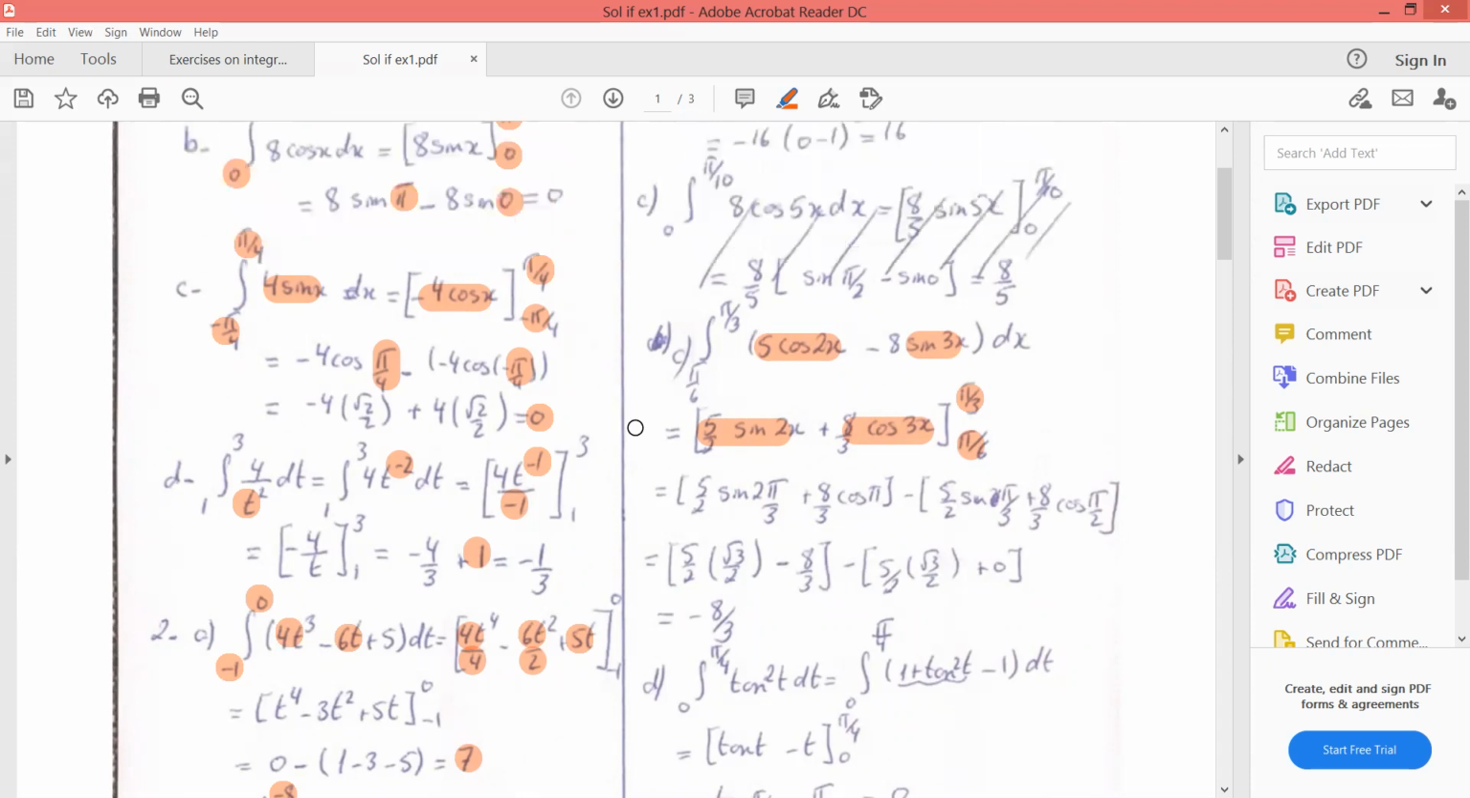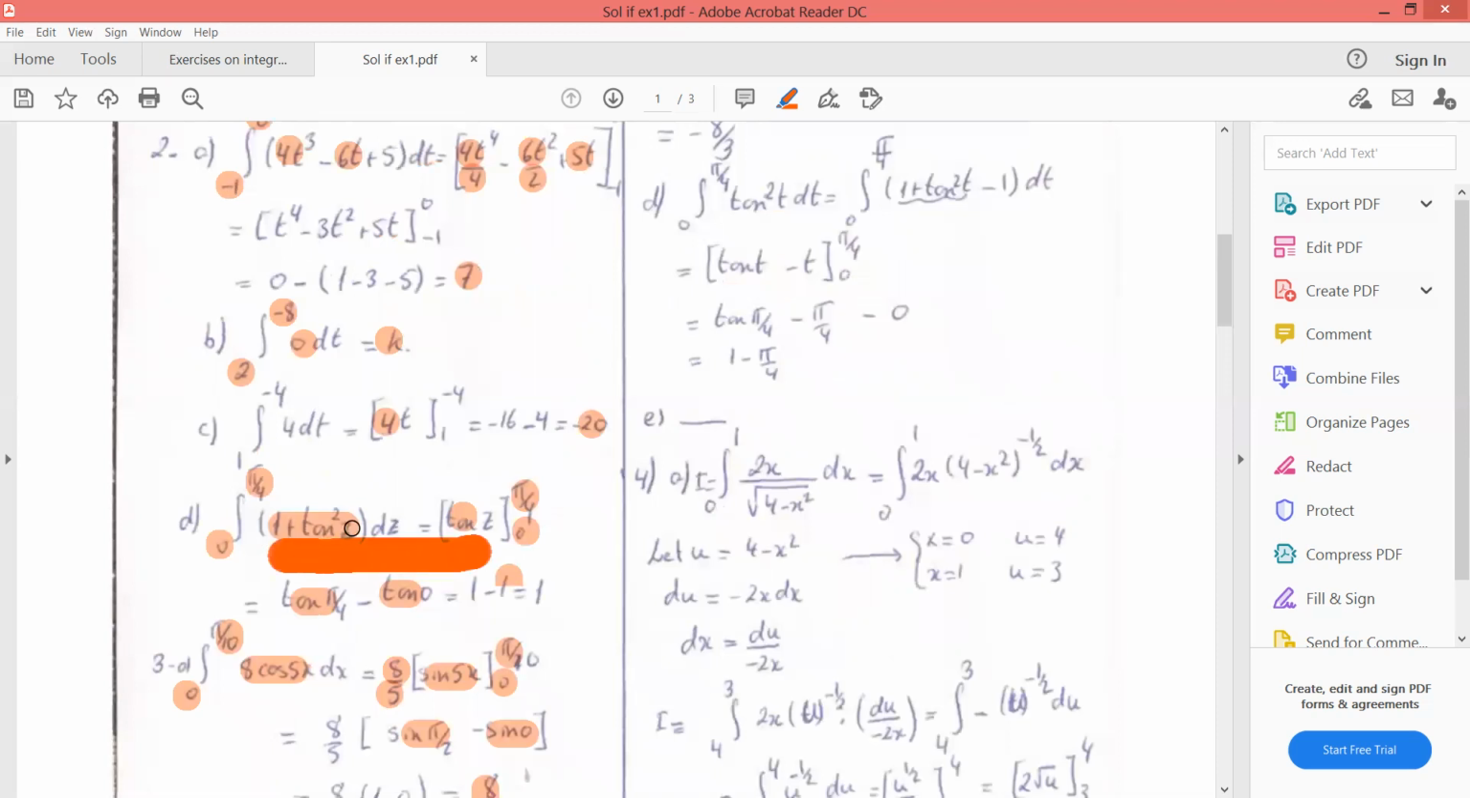Now tangent squared. We found that 1 plus tangent squared gives us tangent. Here I have tangent squared, so I add 1 and subtract 1.